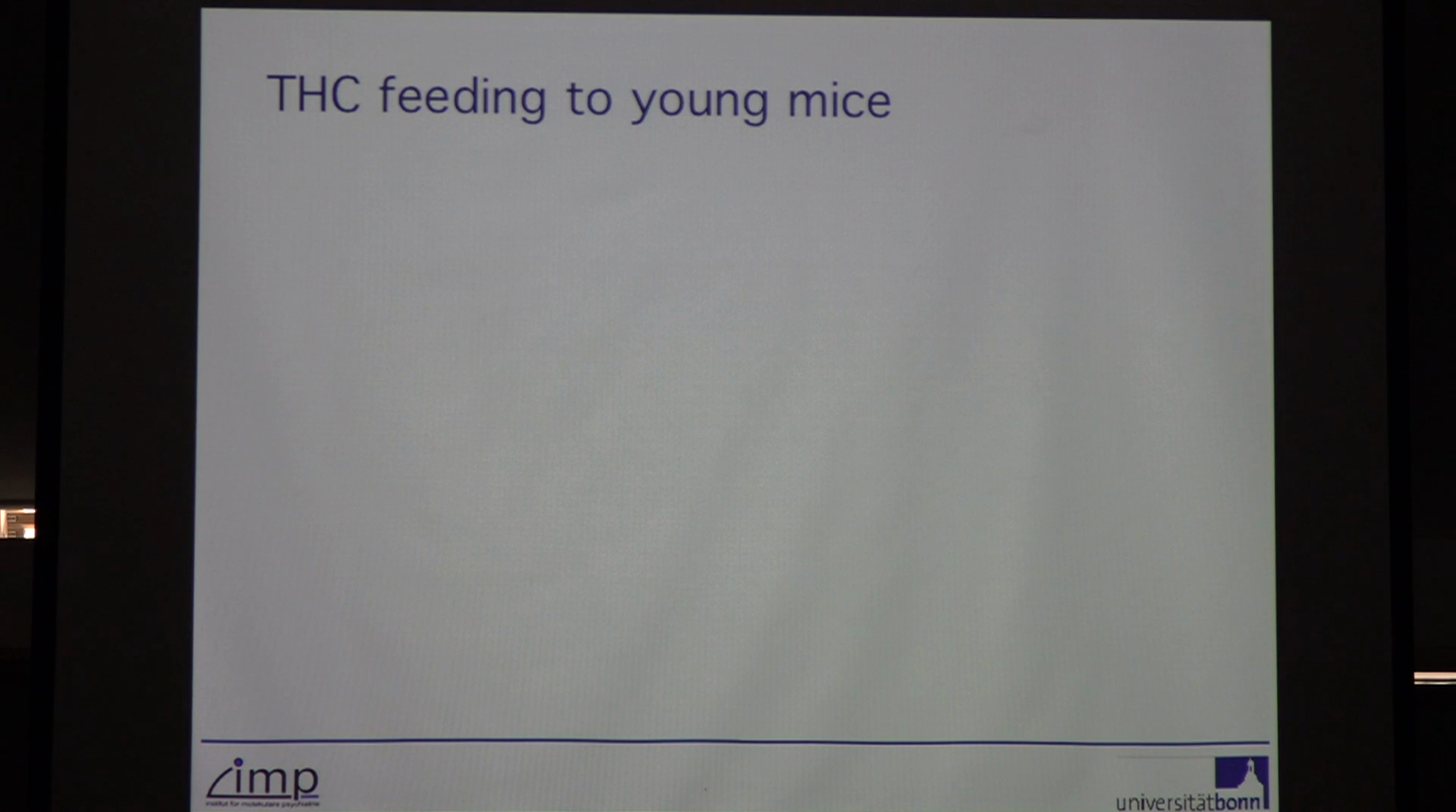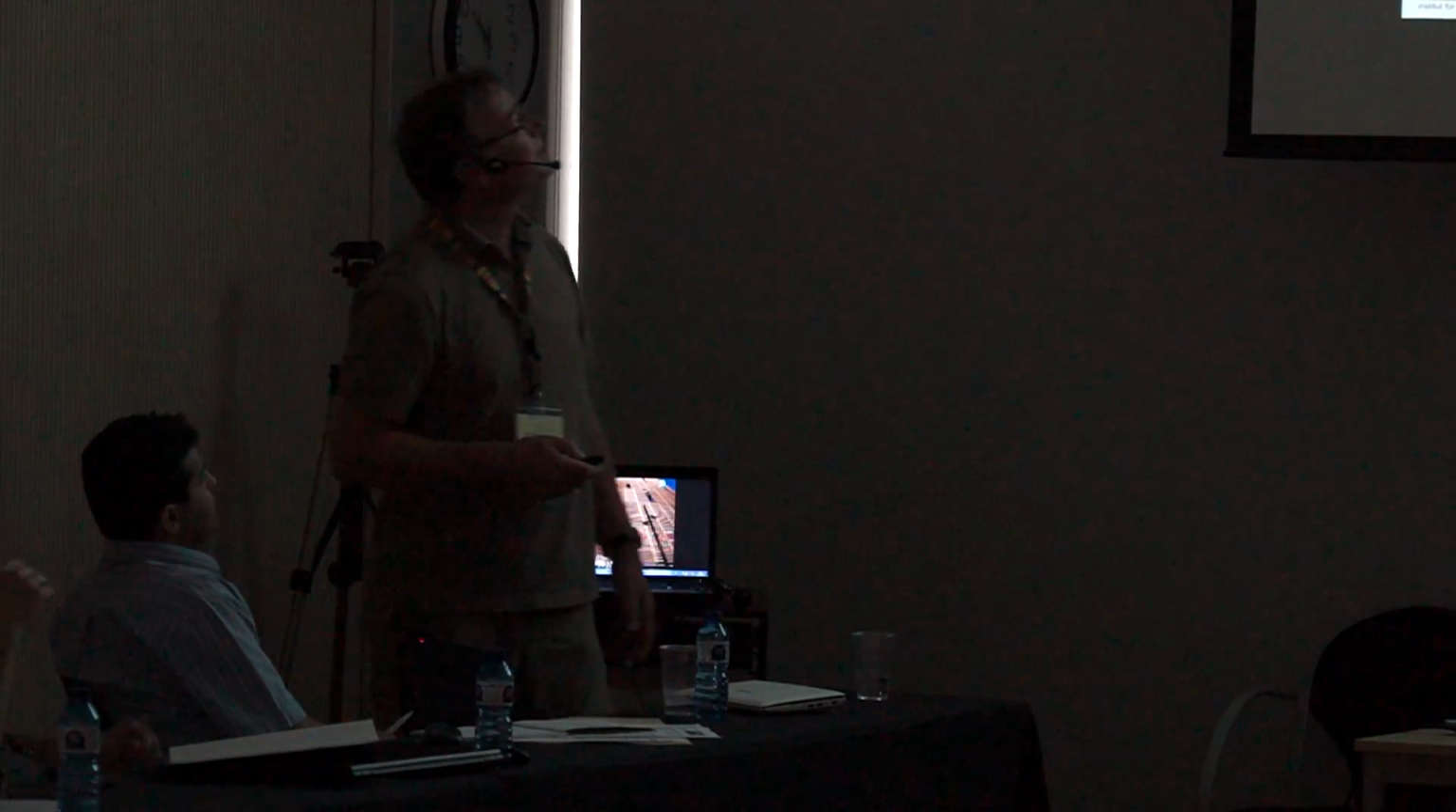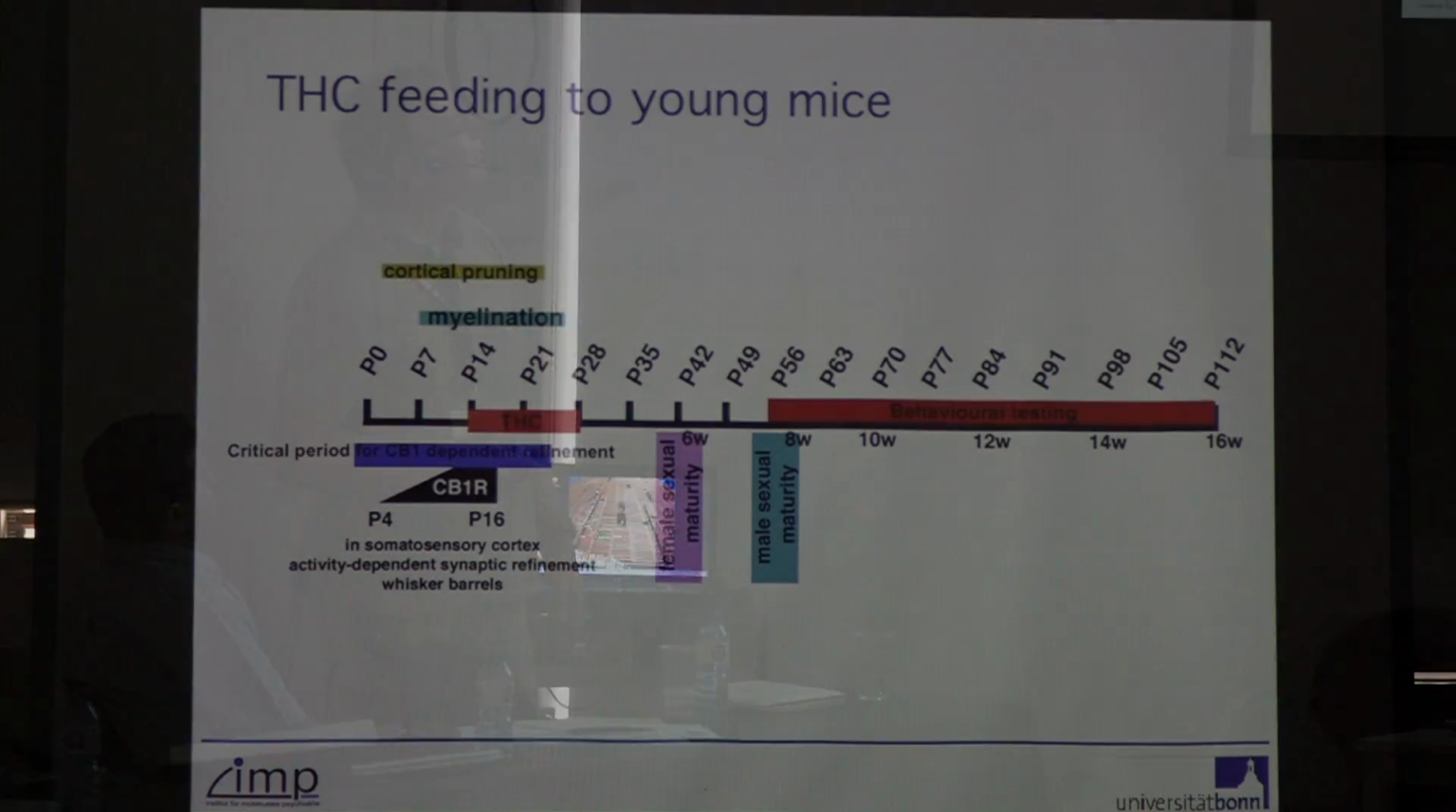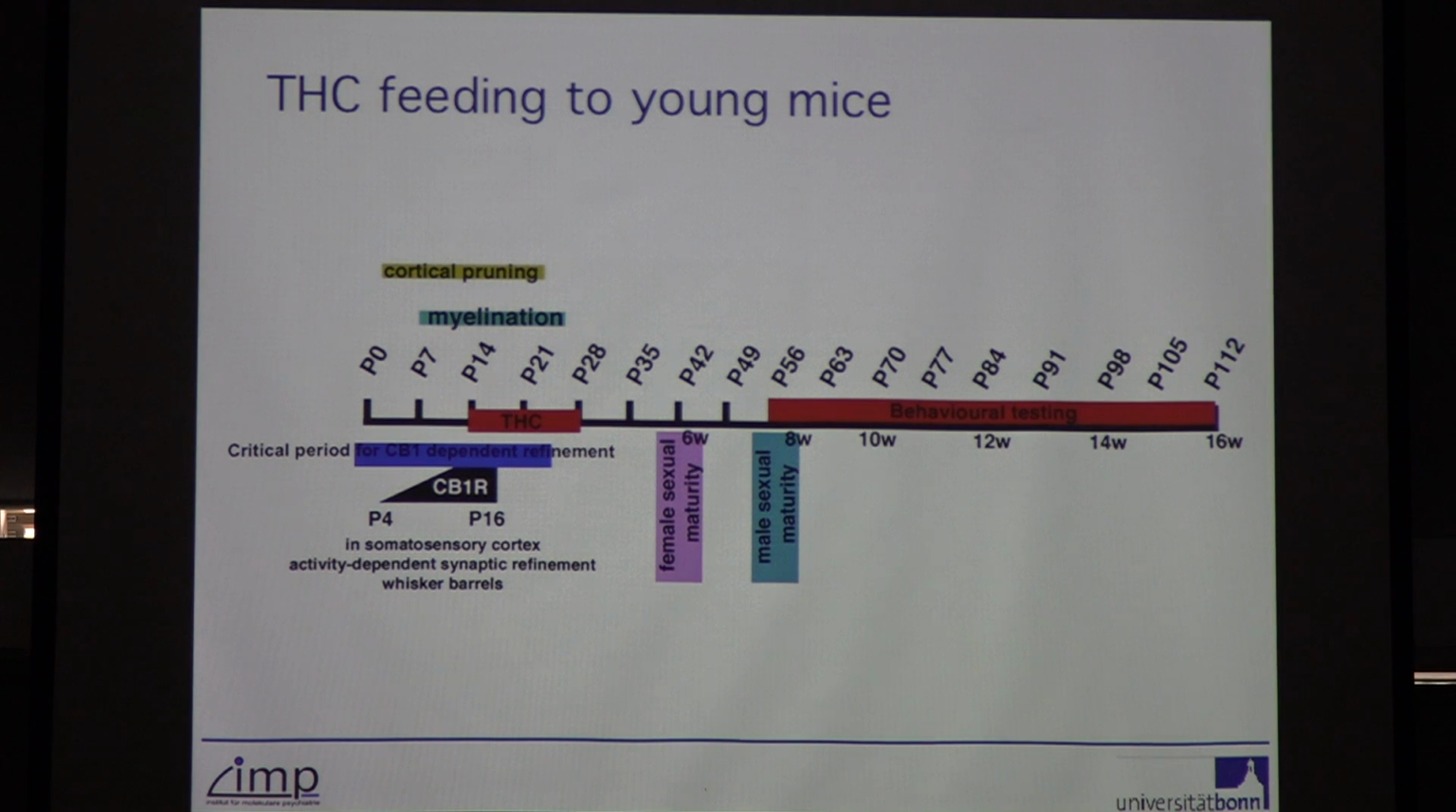For example, you see in South London a higher risk attributed to THC abuse than in North London. In South London, people smoke very often cannabis oils, which have very high THC levels. In North London, that's different. So this seems to be correlated. So what we did was feed young mice with THC.